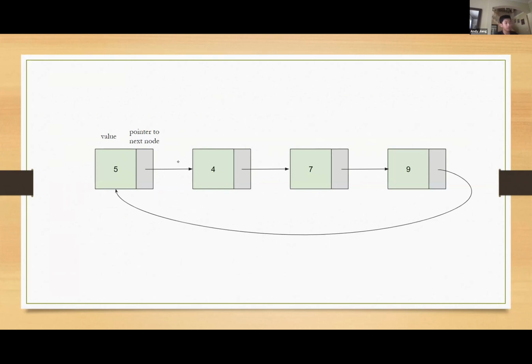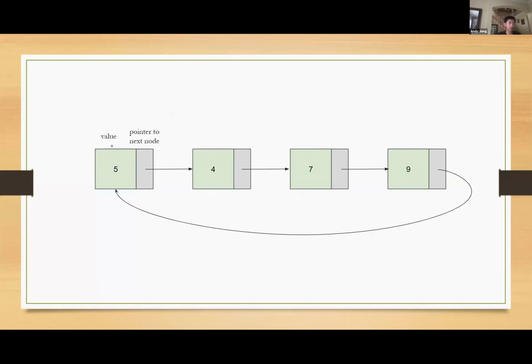Now, to think about what a linked list looks like, this is a visualization of it. Here are my elements in the linked list: 5, 4, 7, 9. And there's a clear order to this. Like 5 would go to 4, 4 would go to 7, 7 would go to 9. So that's why it's still a linear data structure. However, it's not necessarily the case that this element is right after the previous element.